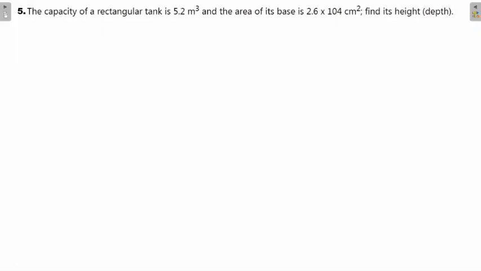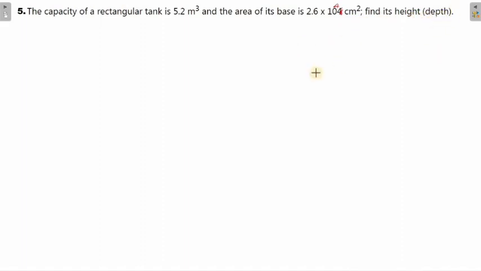Welcome back, dear students. Let's continue with question number 5 from exercise 21C. So here the question says the capacity of a rectangular tank is 5.2 meter cube and the area of its base is 2.6 into 10 to the power 4. Okay, it's not 104, so kindly make correction of this. This is 10 to the power 4 centimeter square. Find its height, or you can call it depth, right?